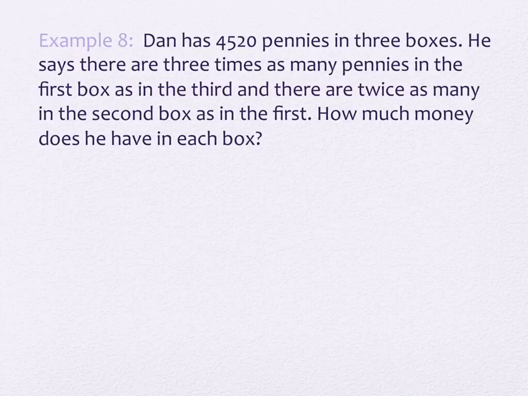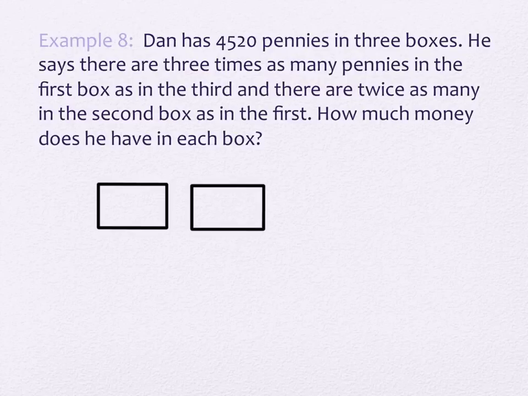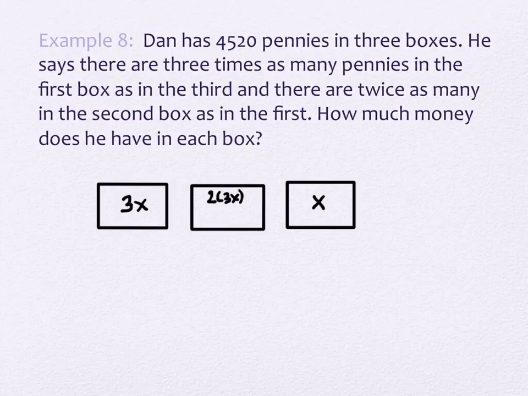Dan has 4,520 pennies and 3 boxes. So all of a sudden I see something about boxes, and I am just naturally led to drawing 3 boxes so that I can discuss this in a moment. He says there are 3 times as many pennies in the first box as in the third, and there are twice as many in the second as the first. How much money does he have in each box? So all of this is hinging back on the very third box, which says X. The first box has 3 times that, so we'll call that 3X. And the middle box has twice as much as the first, so we have twice as much as 3X, right? Which looks an awful lot like 6X, of course.